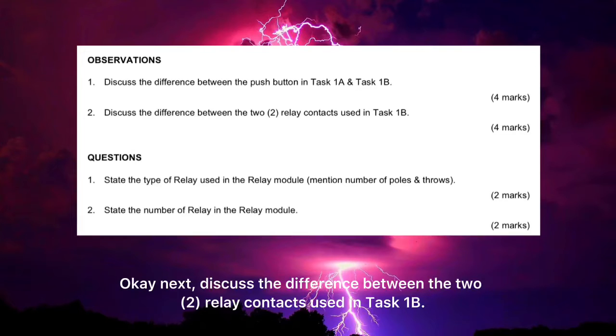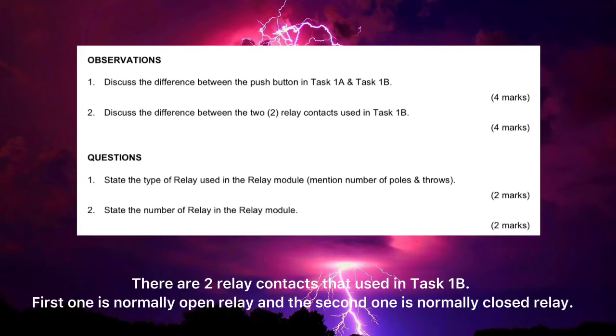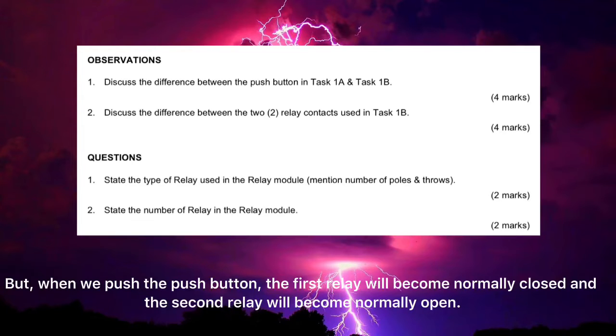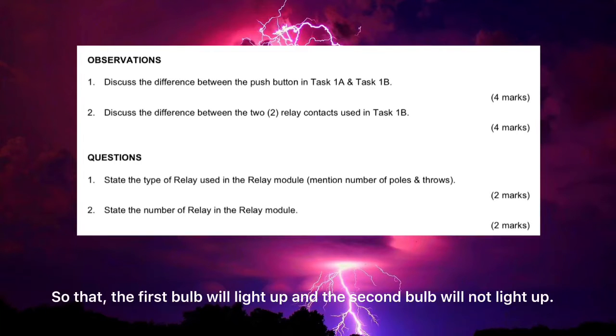Okay, next, discuss the difference between the two relay contacts used in Task 1B. There are two relay contacts used in Task 1B. The first one is a normally open relay and the second one is a normally closed relay. When we turn on the power supply, the second bulb will light up while the first one does not. But when we push the push button, the first relay will become normally closed and the second relay will become normally open, so the first bulb will light up and the second bulb will not.